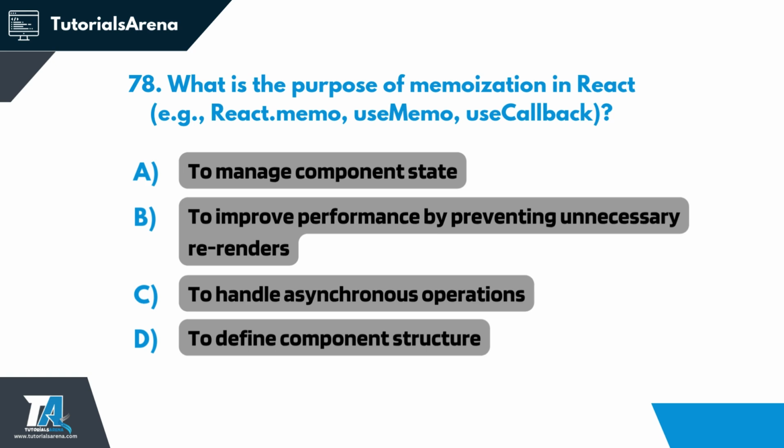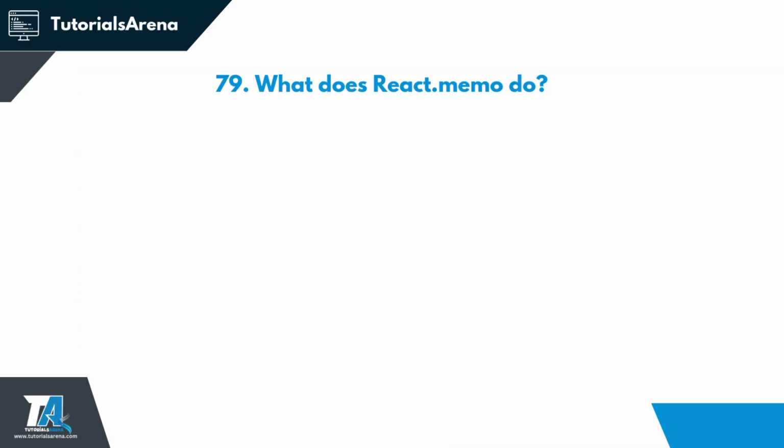To improve performance by preventing unnecessary re-renders. Option C. To handle asynchronous operations. Option D. To define component structure. The correct answer is Option B. To improve performance by preventing unnecessary re-renders. Moving on to the next question.